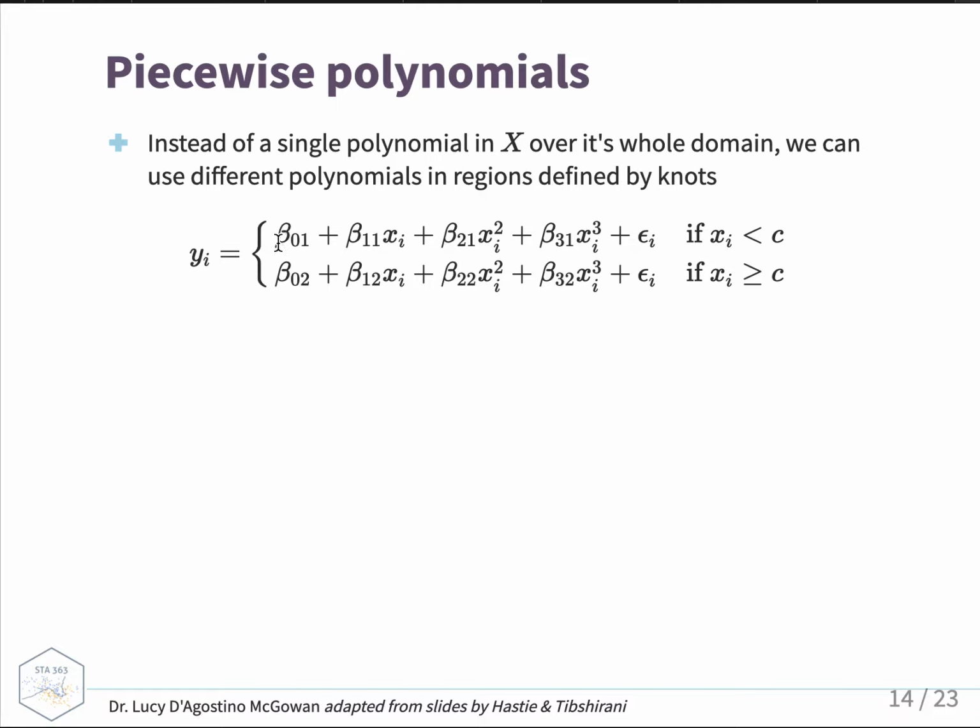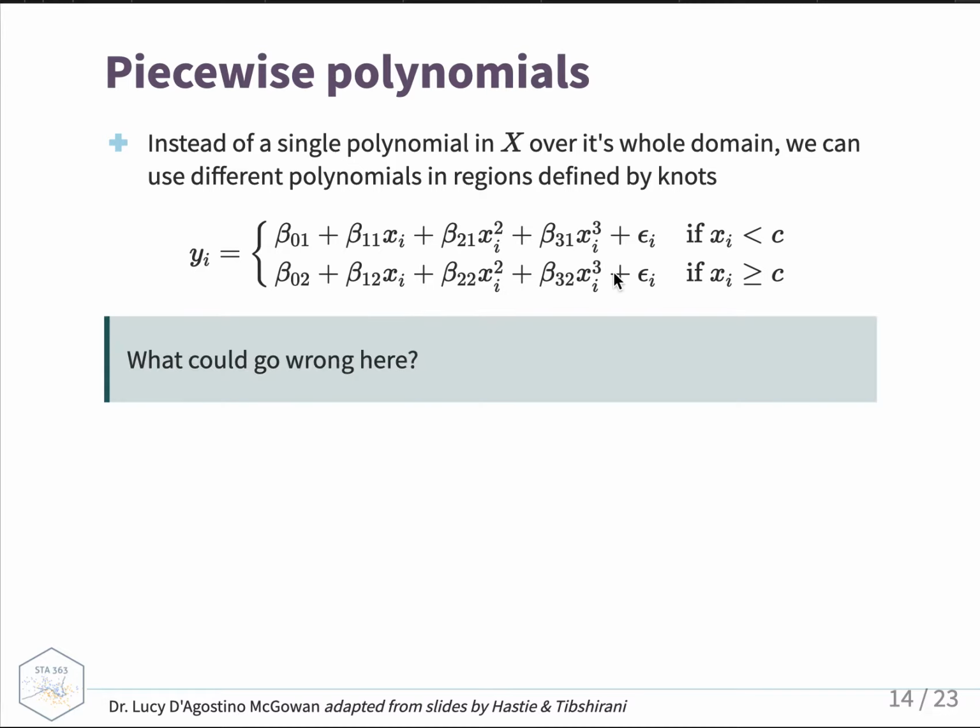Here's an example of what that would look like. So I would have one model where I'd have this beta 0,1, beta 1,1, beta 2,1, and beta 3,1. And this first model is going to be if x is less than c, so less than some cut point or less than some knot. So I would fit this model on that data. And then I would have another model that would have the same number of polynomial terms, but that would be when x is greater than or equal to c, and so based on the other side of the x space.